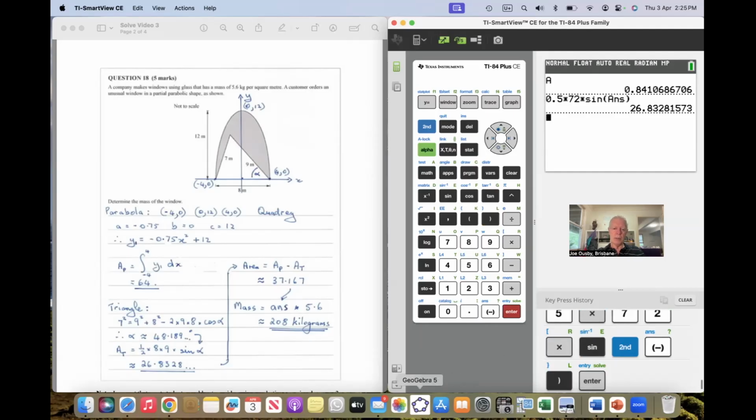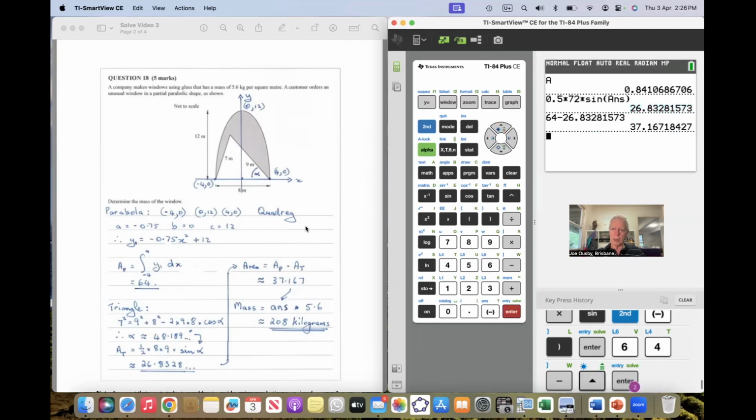So, and then, of course, the next part of the question simply requires me to calculate what AP minus AT is. Now, not a difficult thing to do there, because I already know that 64 is the value of AP, and all I'm doing is subtracting what that answer is. So I could either type answer or get answer, or I could simply pick it up and put it there, in which case it's going to execute that and say 37.167.